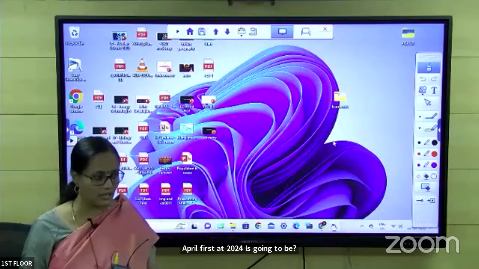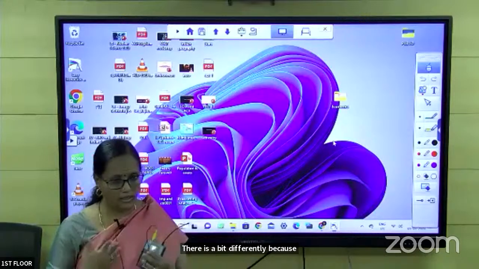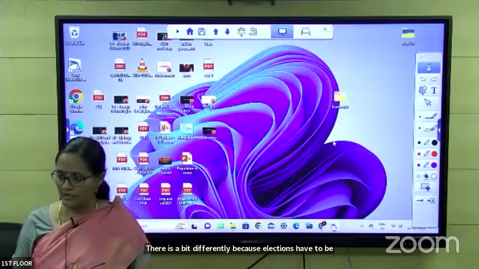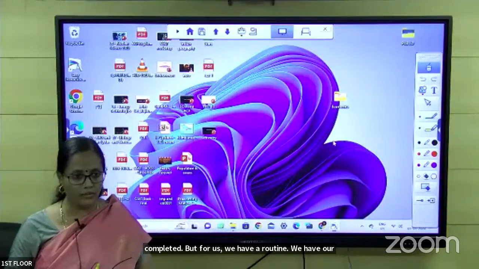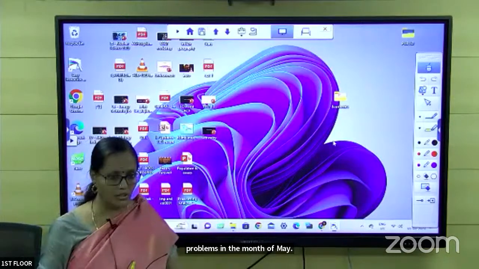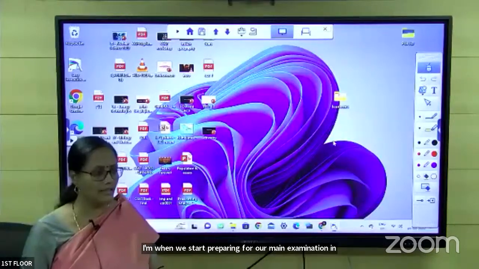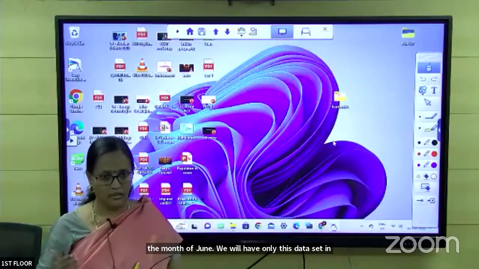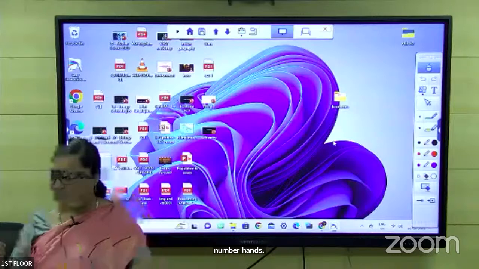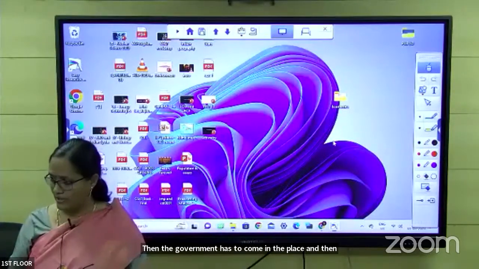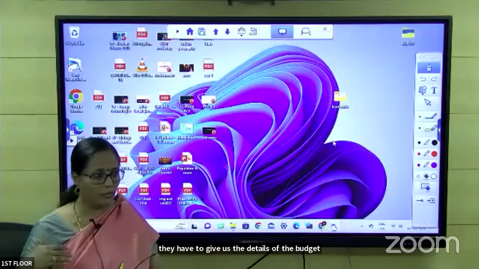is going to be dealt with a bit differently because the elections have to be completed. But for us, we have a routine. We have our prelims in the month of May. And when we start preparing for our mains examination in the month of June, we will have only this data set in our hands. Then the government has to come into place and give us the details of the budget further. Only then we will be able to prepare further.